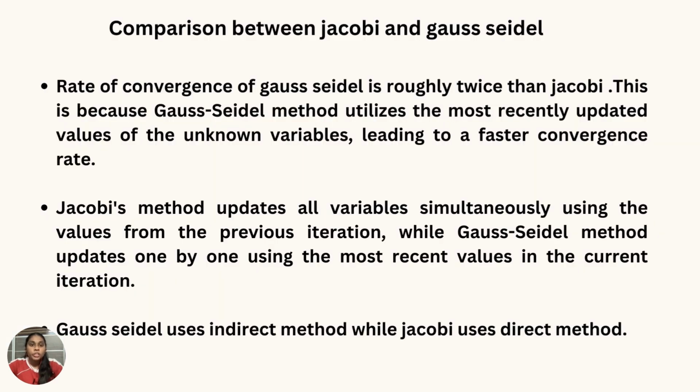The comparison between Jacobi and Gauss-Seidel is that the rate of convergence of Gauss-Seidel is roughly twice that of Jacobi. This is because the Gauss-Seidel method utilizes the most recently updated value of the unknown variable, leading to a faster convergence rate. The Jacobi method updates all the variables simultaneously using the values from the previous iteration, while the Gauss-Seidel method updates one by one using the values in the current iteration. The last one is that the Gauss-Seidel method also uses an indirect method, while the Jacobi uses the direct method. That's all from me. Thank you.